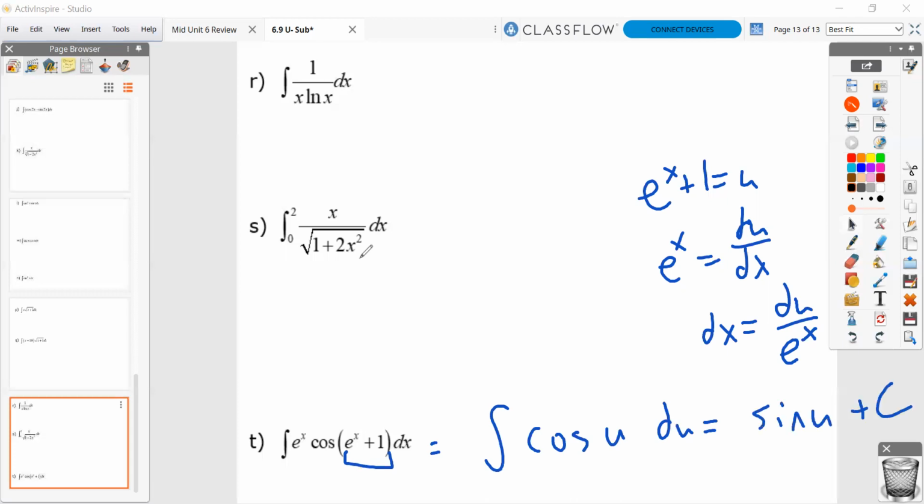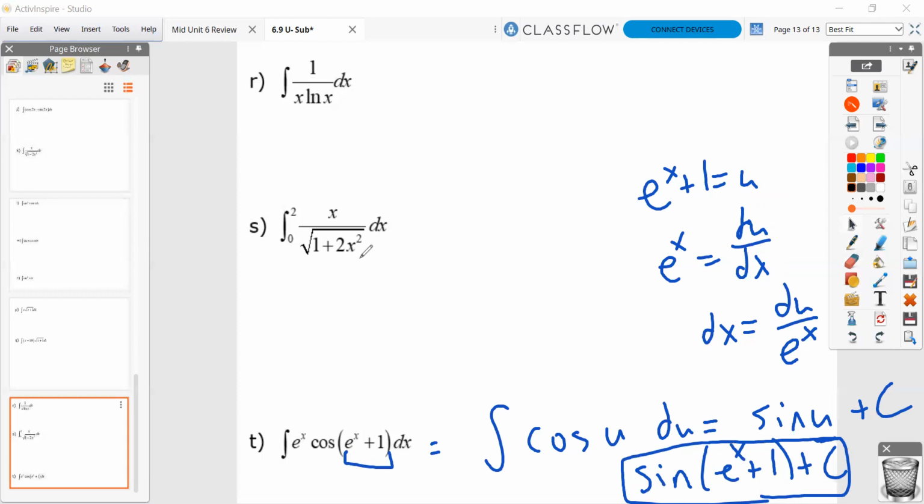And our last step is replacing u. Again, this is an indefinite integral, so we got to put u back in. And there you go. There's a whole bunch of problems with u sub. This is not all of the problem types, but it covers a good variety. So hopefully this gave us a lens into it.